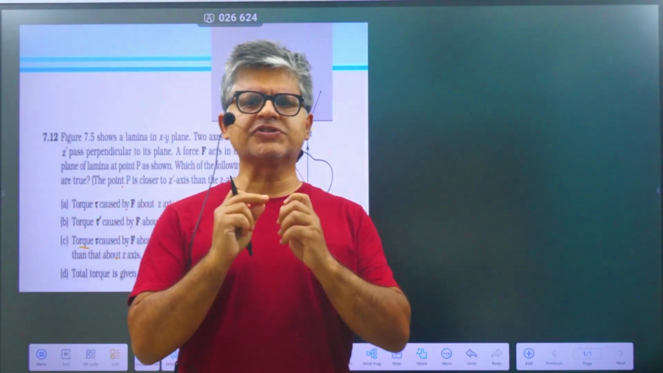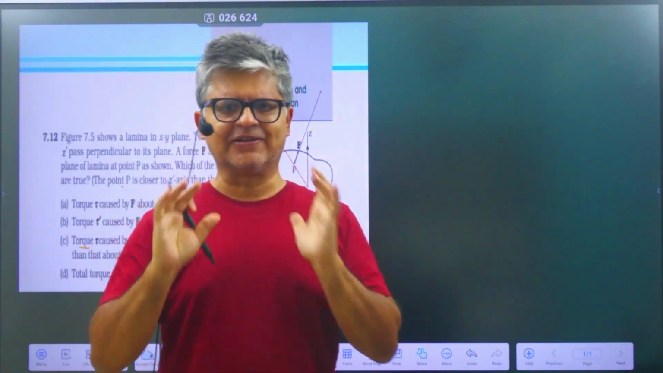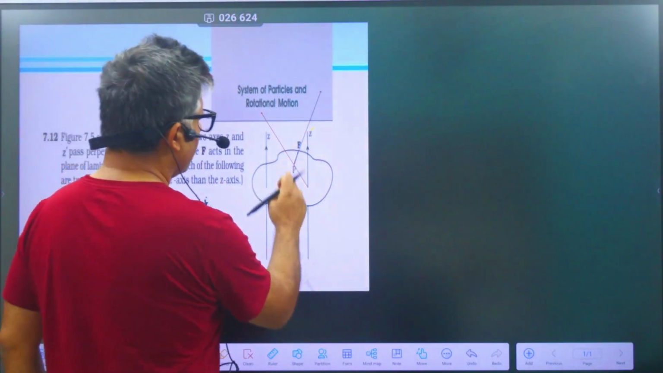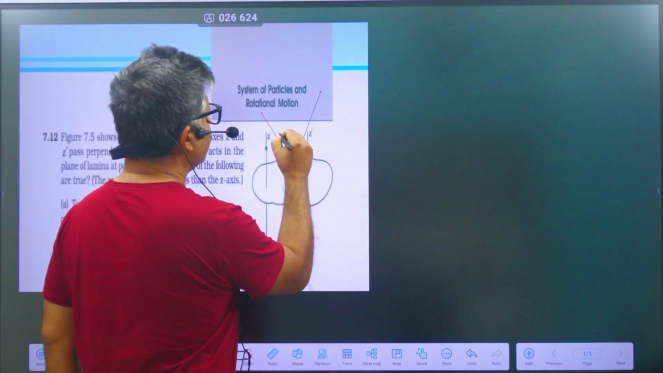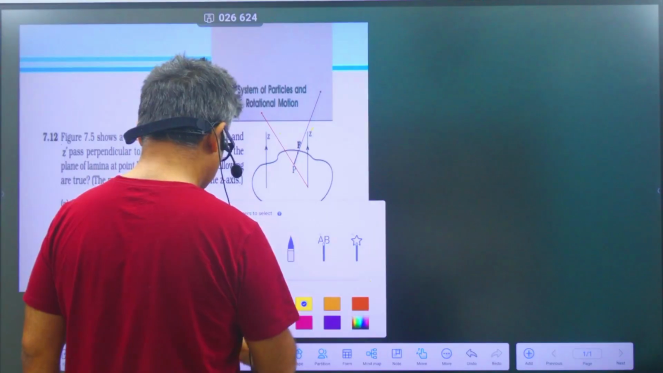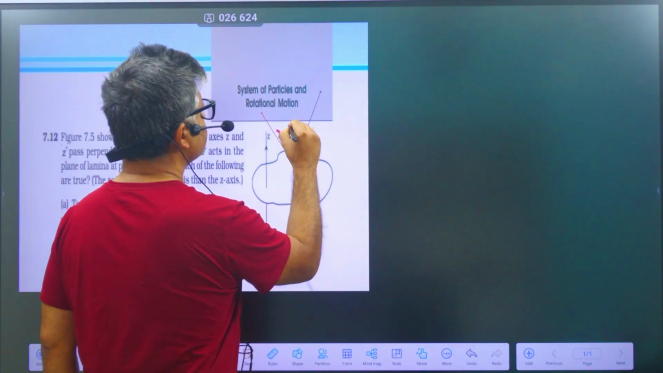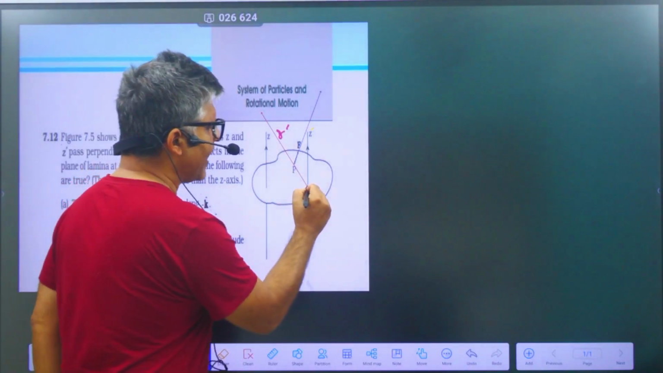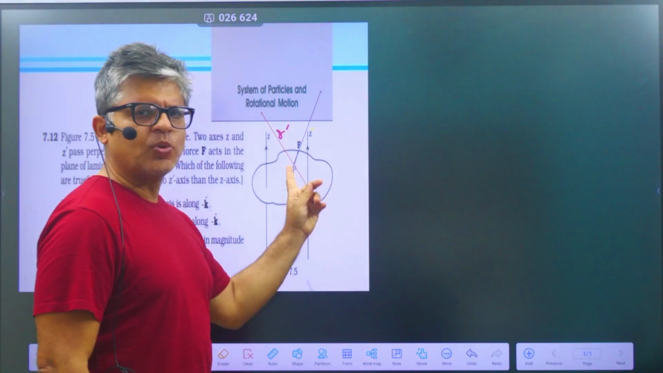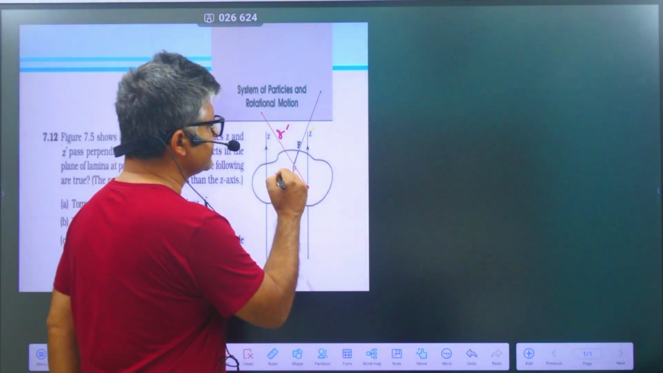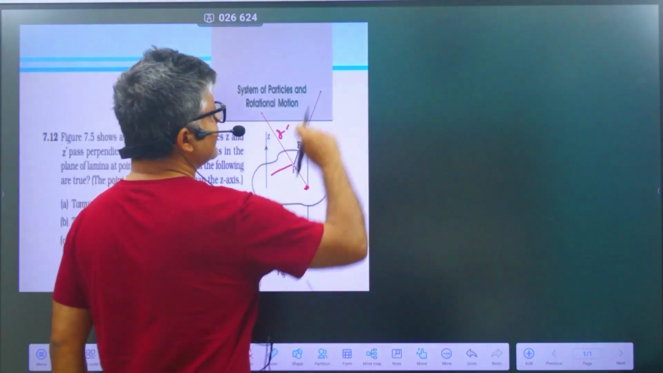All right, so let's focus on part one. For part one, what we need is the R and F vectors. See this figure. For the first step, I have drawn the R. So this is my R dash vector. It starts from the axis, and then it goes towards the point of application of the force, which is P. Now this is my R dash and this is my F.